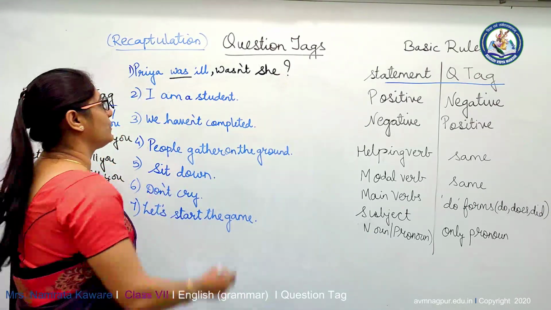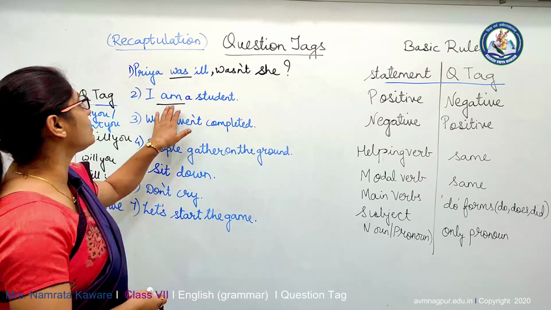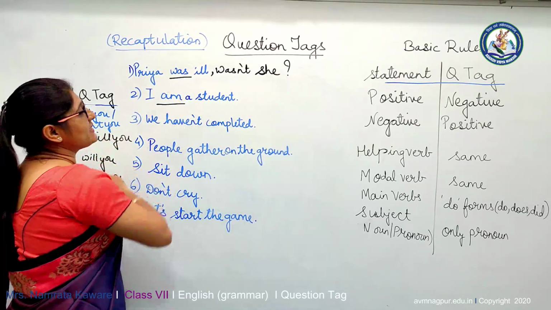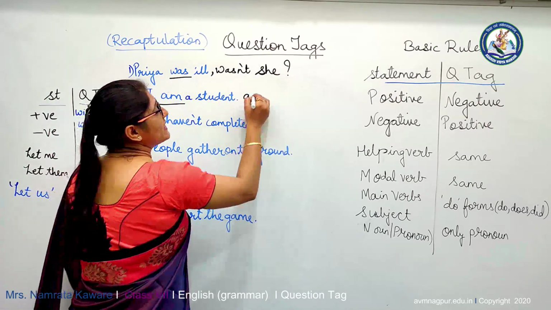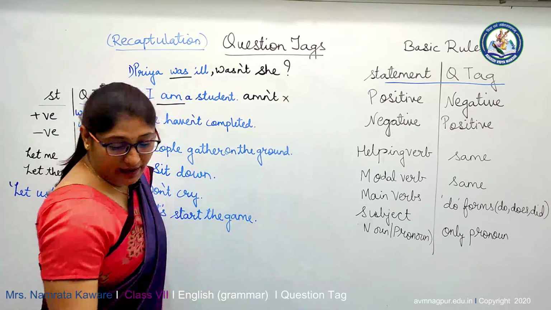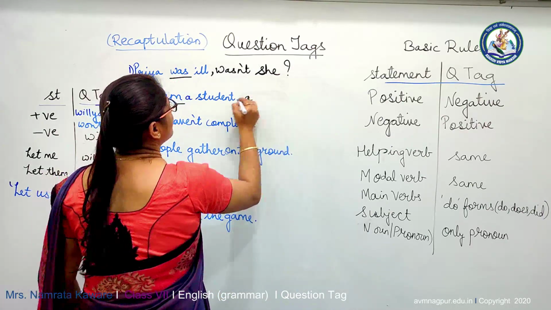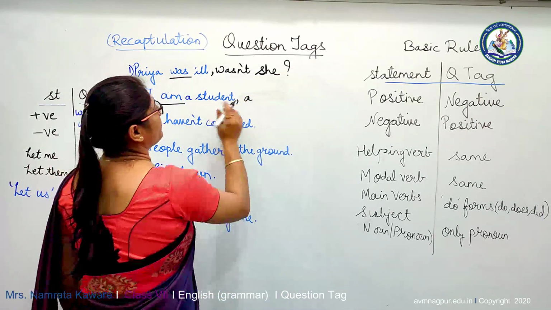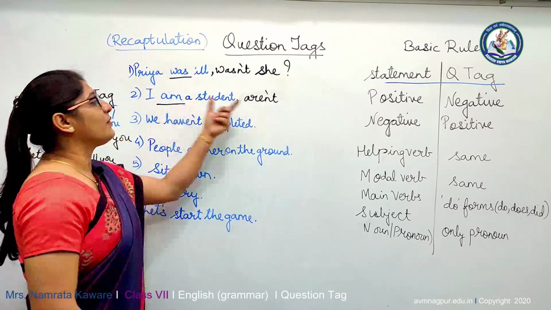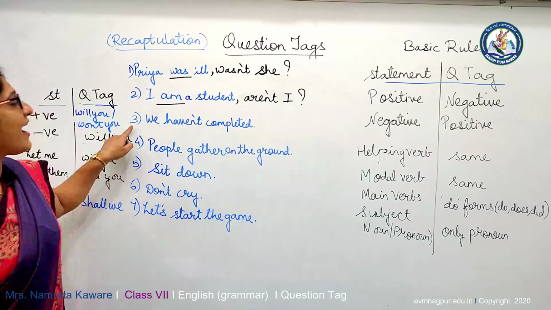I am a student. The helping verb which we have here is am. It is also used as a main verb here. The statement is positive, but we do not write amn't, if you remember. There is no word like amn't, so in place of amn't, we write aren't here. We replace the full stop with a comma, and for am, the negative form we write aren't, and there is the pronoun I.